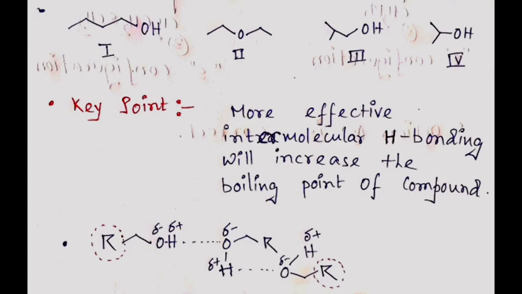After that, if you think about compound 4, this is a 2 degree alcohol. Here the R group becomes bulkier. That's why due to the steric hindrance, its effective hydrogen bonding is not so prominent. So after that, if you focus on compound 2, we can easily say that this is an ether type of molecule. So intermolecular hydrogen bonding is not possible. So it shows the least boiling point. So the order follows this way.